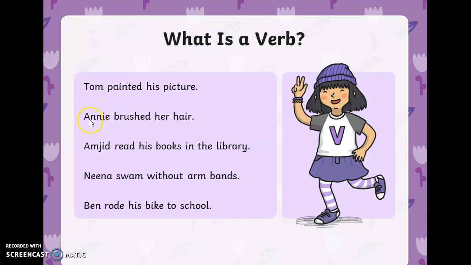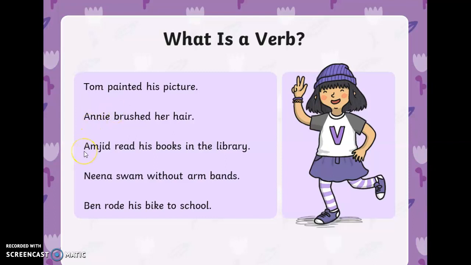Let's look at the next sentence. Annie brushed her hair. We know Annie is a noun. We know hair is a noun. So we're left with these two words. We now know that a verb is an action word. It is a doing word, an action word. Where is the action happening in this sentence? Annie brushed her hair. Did you figure out that brushed is the verb? Brushed, it tells us what she is doing. A verb is an action word. It tells us what somebody or something is doing.